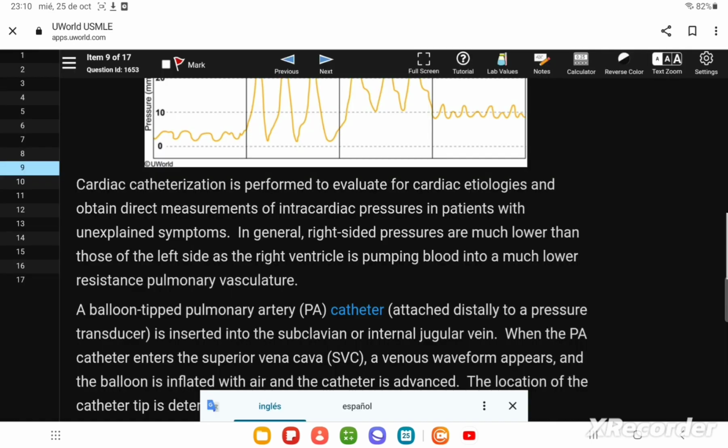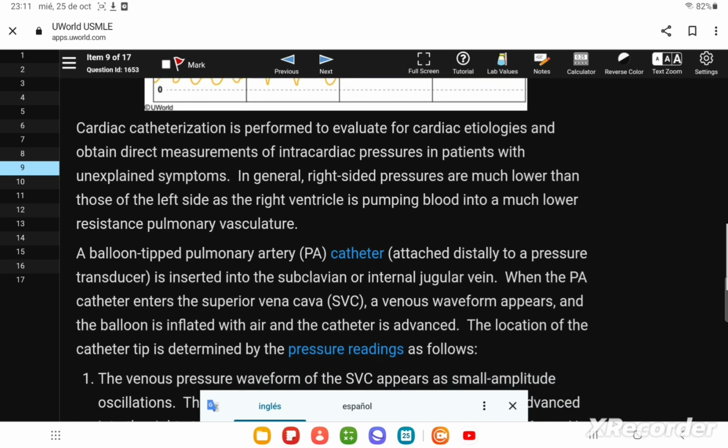Cardiac catheterization is performed to evaluate for cardiac etiologies and obtain direct measures of intracardiac pressure in patients with unexplained symptoms. In general, right-sided pressures are much lower than those of the left side, as the right ventricle is pumping blood into a much lower resistance pulmonary vasculature. A balloon-tipped pulmonary artery catheter attached distally to a pressure transducer is inserted into the subclavian or internal jugular veins.